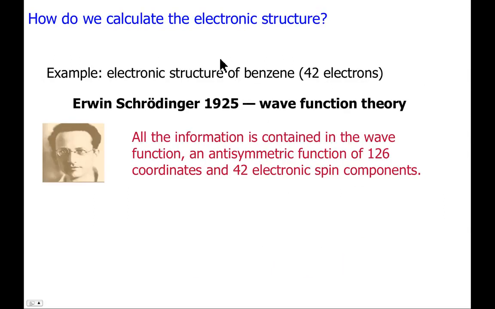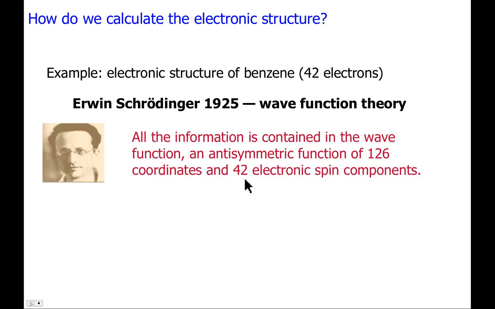So, how have we been going about calculating electronic structure up till now? Well, let's take an example molecule, and let's take benzene, for example. If you go through the calculation, you'll discover that benzene, which is C6H6, carries with it 42 electrons. And based on wave function theory as first described by Erwin Schrödinger in 1925, all the information which is contained in the wave function can be determined from that function, which is an anti-symmetric function. That is, if we were to swap the coordinates for any two electrons, we would get a change in sign of the wave function, so that's something that has to happen with fermions.